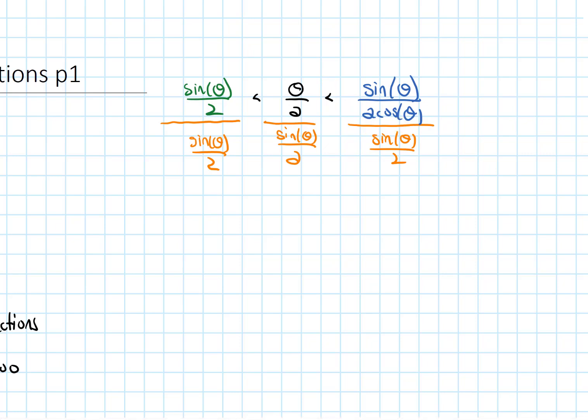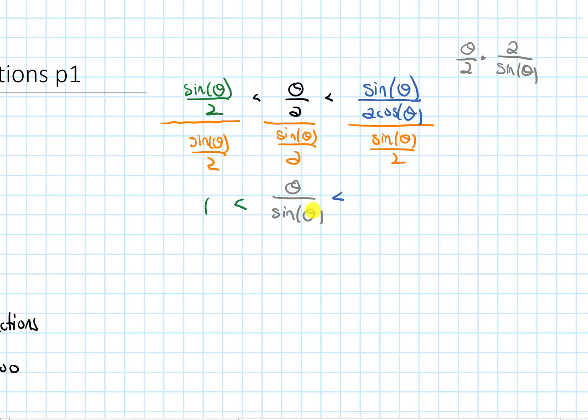So on the left, this simplifies to just 1, and that's going to be less than. In the middle, when I divide by sine of theta over 2, that's the same thing as multiplying by the reciprocal. So I'll get theta over 2 times 2 over sine theta. And that gives me theta over sine theta.